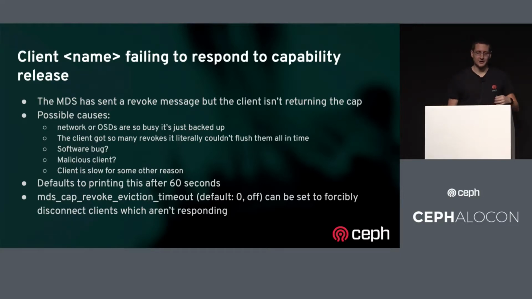By default, this message goes into the health alerting system after a client has failed to respond for 60 seconds. This will turn on. And there's one option which is off by default, which lets you forcibly disconnect clients which aren't responding, and would be the way to deal with software bugs or malicious clients. But we don't have it on by default.